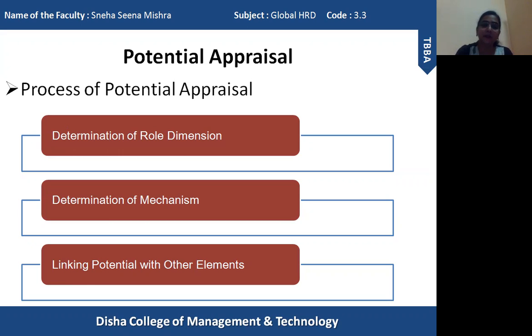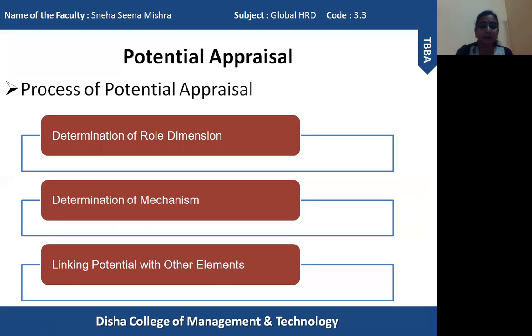So the first step in the process of potential appraisal is determination of role dimension, means we have to first find out what kind of role an employee plays in an organization, and in that playing of the role we can find out what kind of potential that person displays towards the organization or towards the senior, so that through that we can find out the various potentials of that employee.